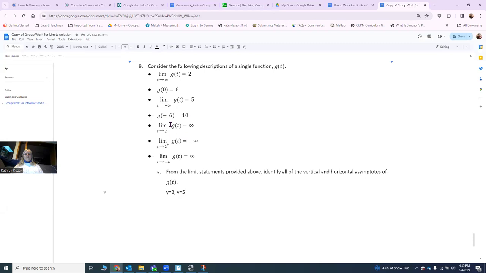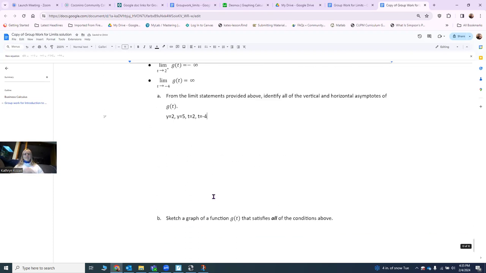These are telling me that as x goes to 2 from either side, we're going to head to infinity and negative infinity. And as x heads to negative 4, we're going to head to infinity. So that tells me that we have vertical asymptotes at x equals 2 and x equals negative 4.